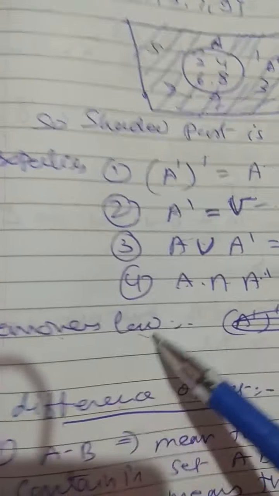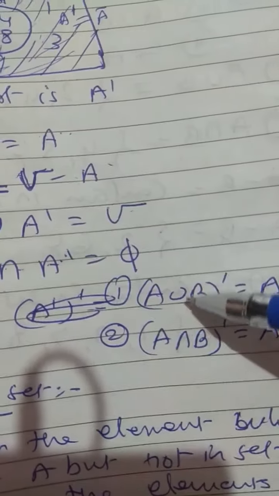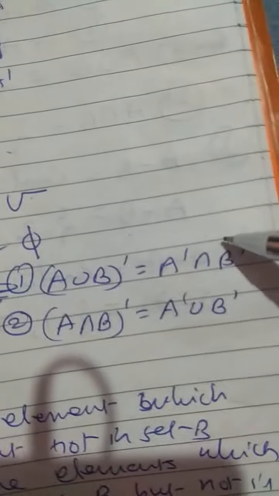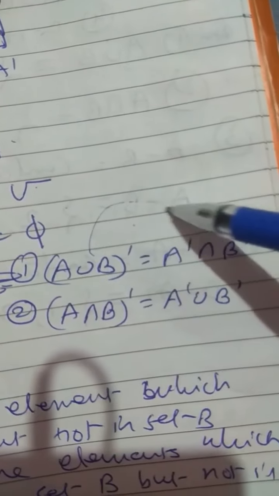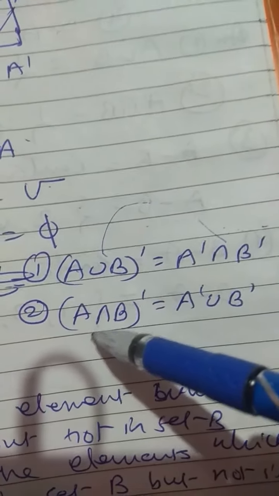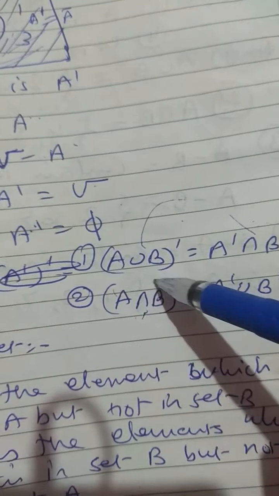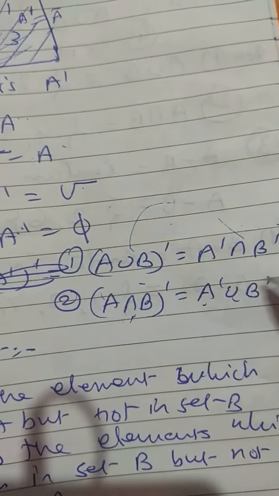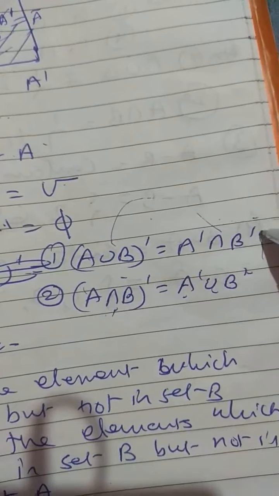Now next, the De Morgan's laws. These are the two laws of it. A union B whole dash equals to A dash intersect B dash. Union converts into the intersection. Similarly, A intersect B whole dash means A dash union B dash. These two laws are important. It's called the De Morgan's laws.